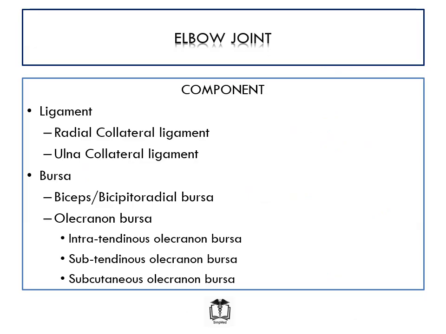Just like every other synovial joint, the elbow joint has its own ligaments that strengthen it, and it also has bursas that tend to serve as extensions of the synovial membrane. In terms of the ligaments, we have two major ligaments found in the elbow joint. This includes the radial collateral ligament and the ulnar collateral ligament. Sometimes we call the radial collateral ligament the lateral collateral ligament. That's because it tends to strengthen the lateral part of the joint. And we can also call the ulnar collateral ligament the medial collateral ligament, because it tends to strengthen the medial part of the joint.